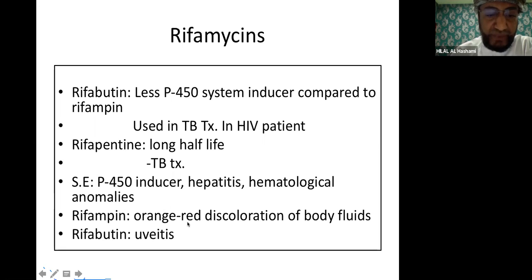When we put the patient on rifampicin, we need to advise the patient that they will have orange discoloration of the body fluids. It raises liver enzymes in up to 20% as a mild rise. Severe raised liver enzymes is very rare. The other thing for rifampicin, as we said, is that it interacts with other medications if the patient is on other medications. And rifabutin can cause uveitis as a side effect.